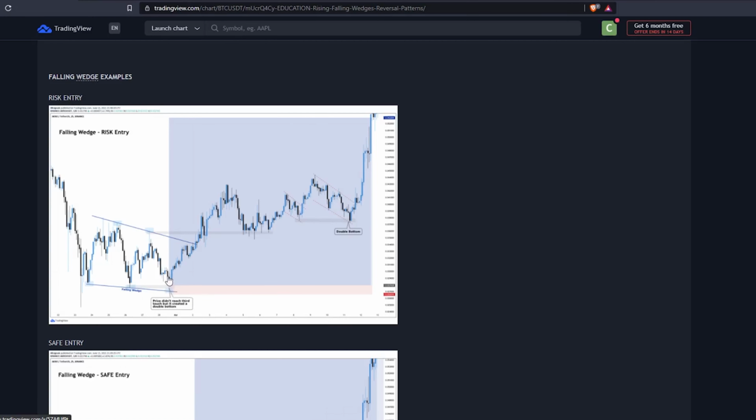So again, we haven't got full confirmation, but we still take that because it still follows the same pattern that we're looking for, a bullish reversal. And again, the stop loss is a lot smaller.